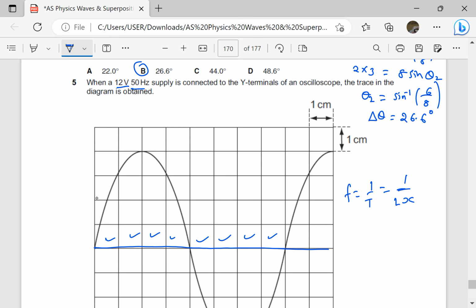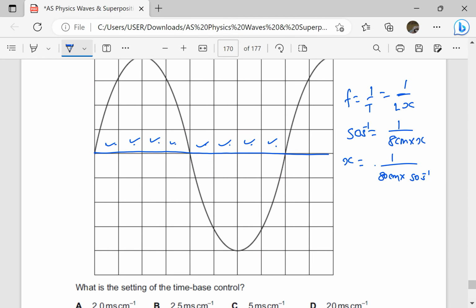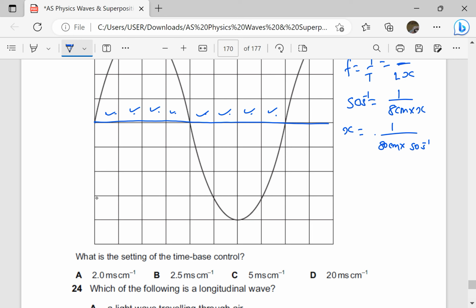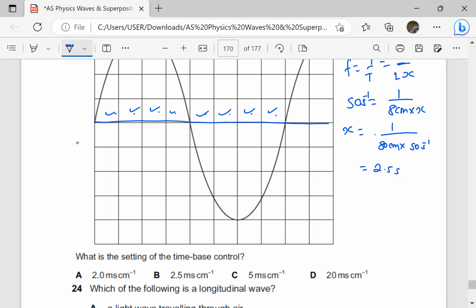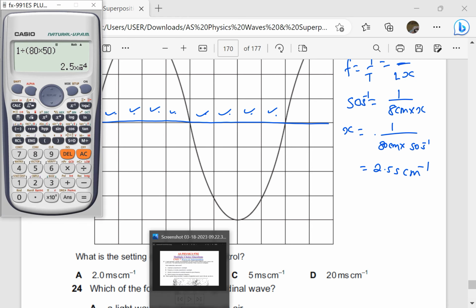So the frequency is 50 hertz. So I will say that 50 is equal to 1 over the length representing one cycle, which is 8 centimeters. Remember, frequency is in per second. So this is 8 centimeters times x. So I make x the subject. So x is going to be equal to 1 divided by 8 centimeters times 50 per second. We shall divide this because the answers are in milliseconds per centimeter. So I will leave centimeters there. So it's 1 divided by 80 times 50. So that is 2.5 times 10 power 4.